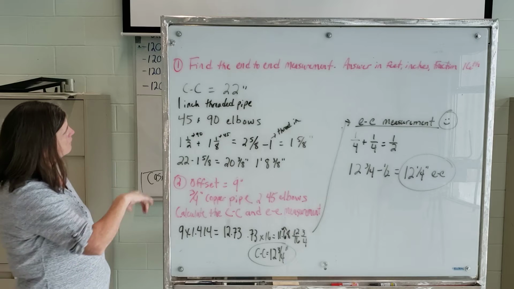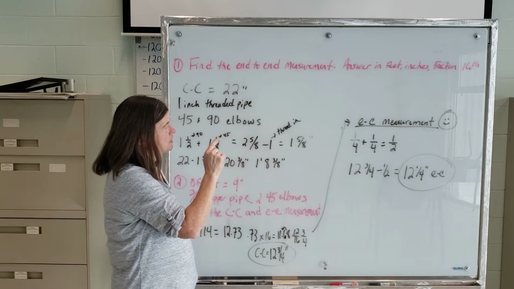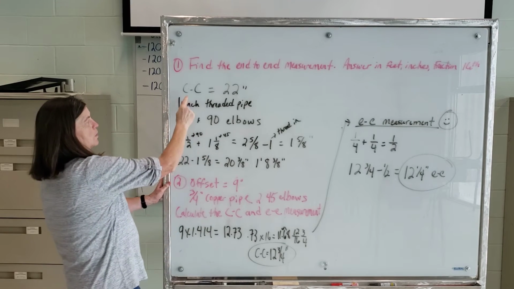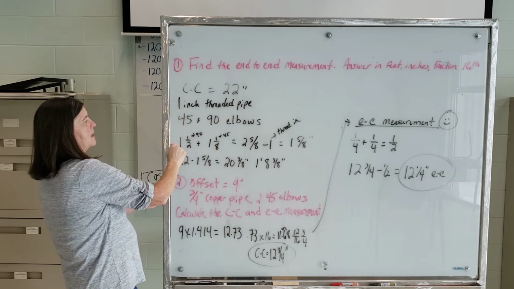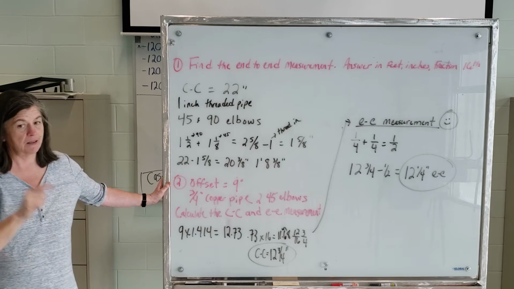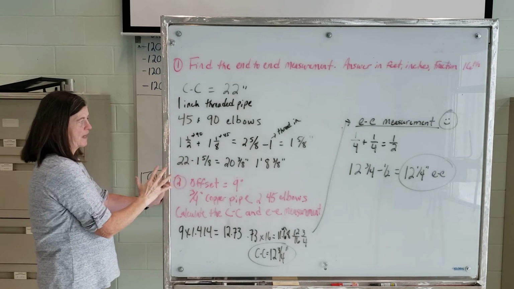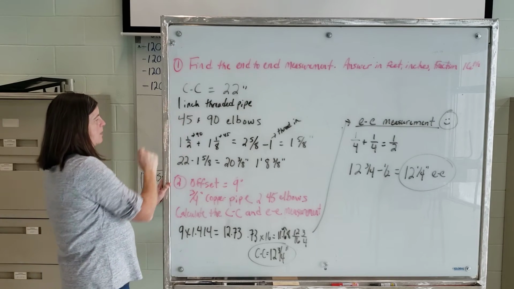So number one here, find the end-to-end measurement. Answer in feet, inches, and fractions, 16. That should look familiar. So in this one, we're given the center-to-center measurement. We have 1 inch threaded pipe, and we have a 45 on one end and a 90 on the other. Okay? This one we were given the center to center. So all we need to do here is find end to end, which is good because we know how to do it. So we have 1 inch threaded pipe, right?